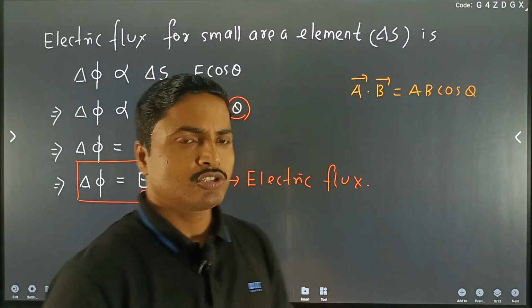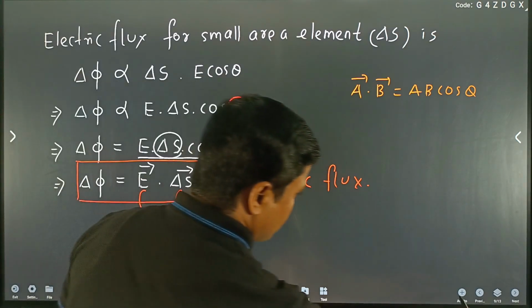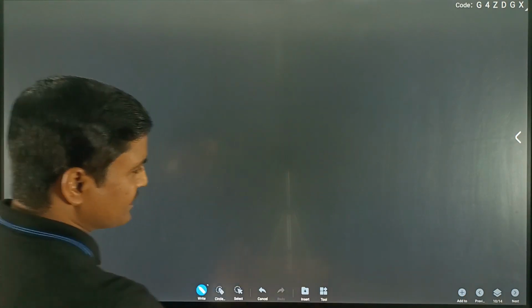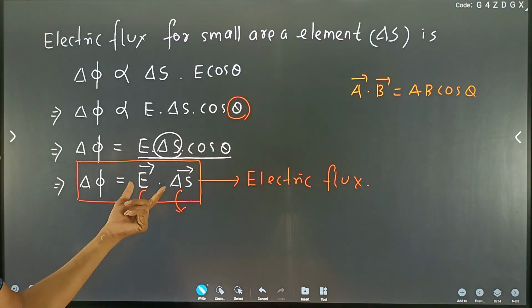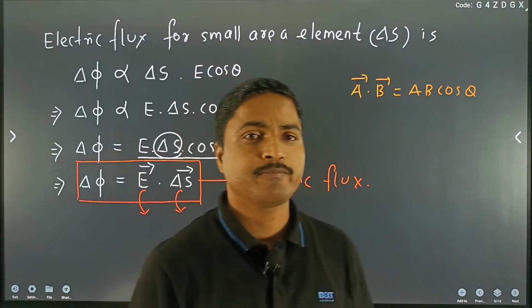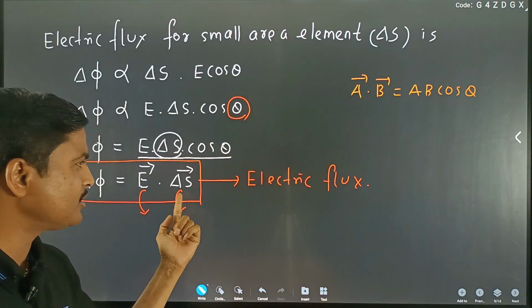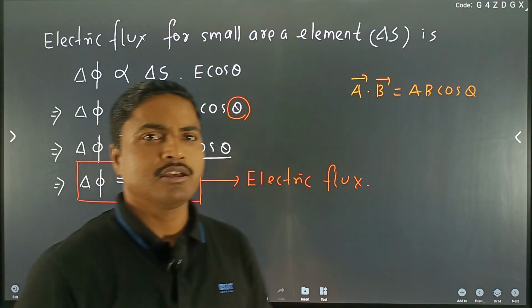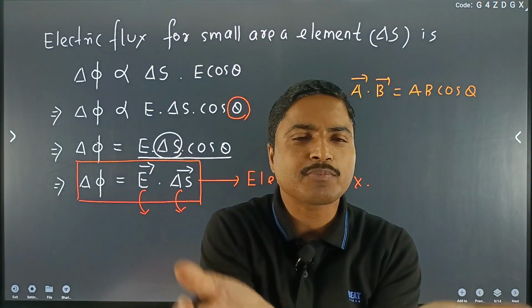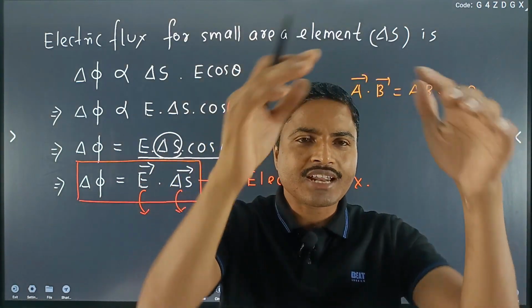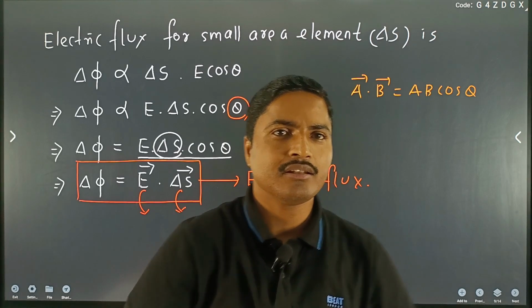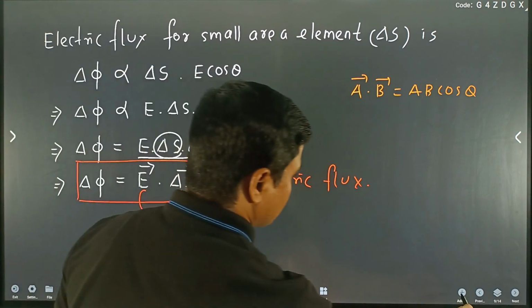Clear? This is the expression for a small area element. Suppose we take the total surface area. For the total surface area, we write the expression just like this.